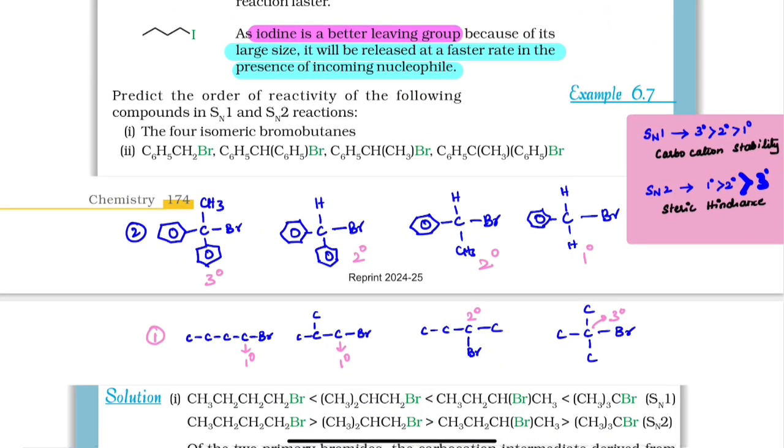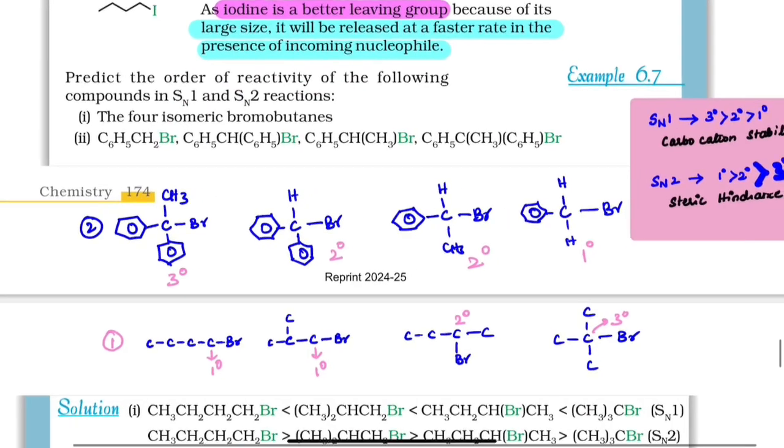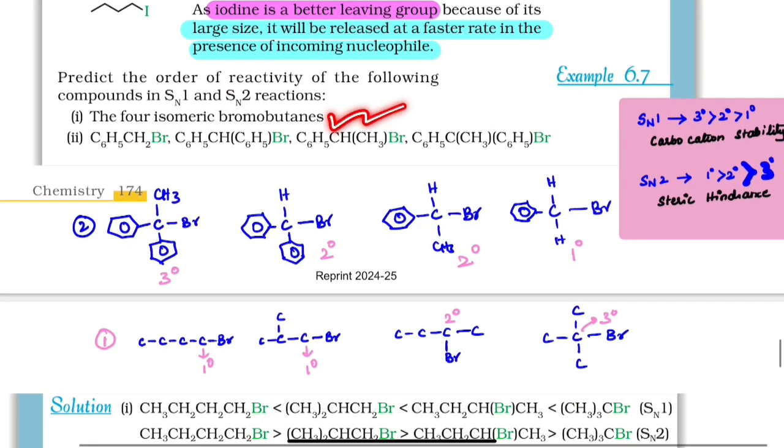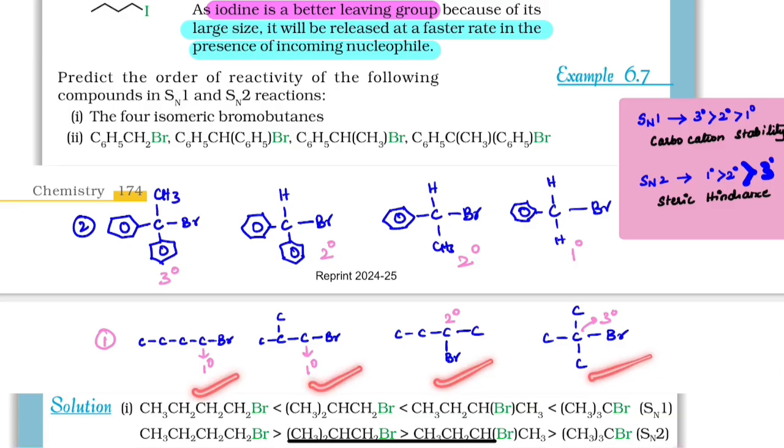Predict the order of reactivity of the following compounds in SN1 and SN2 reactions. The 4 isomeric bromobutanes. Here you can see these are the 4 isomers of bromobutane I have written. So we are going to check the SN1 and SN2 reaction rates.